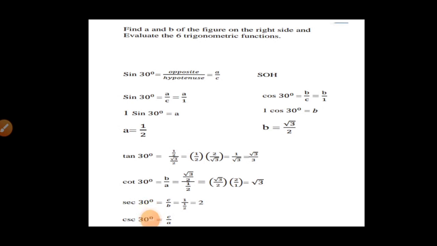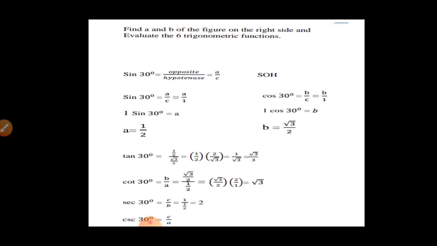Again, sine 30 degrees is equal to opposite over hypotenuse is equal to A over C. Sine 30 degrees is equal to A over C is equal to A over A. Sine 30 degrees is equal to A is equal to 1/2.